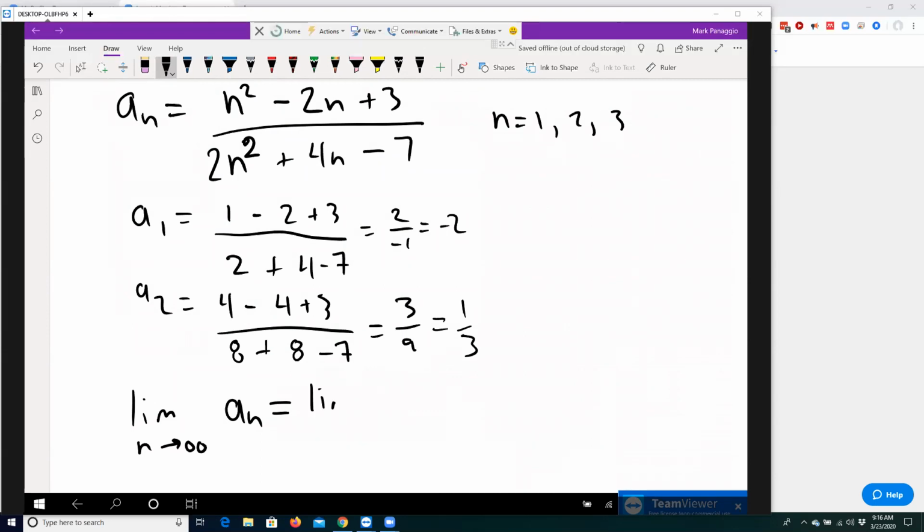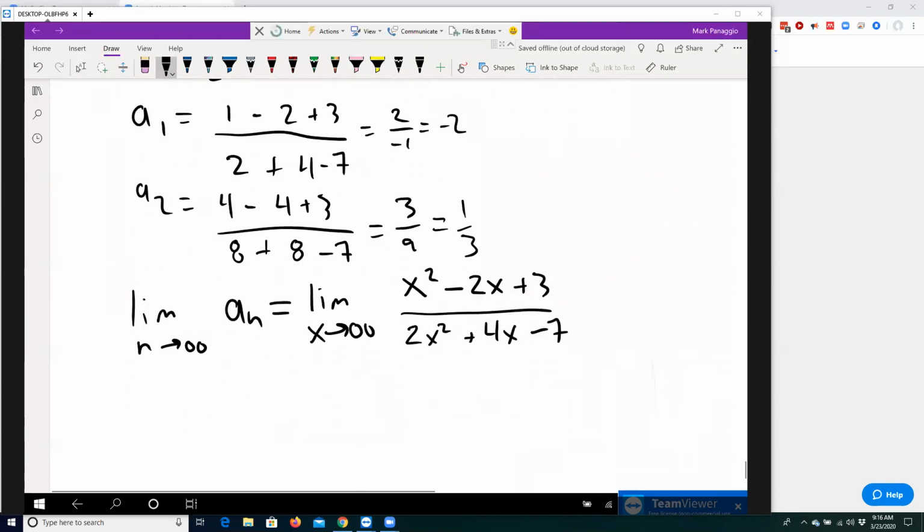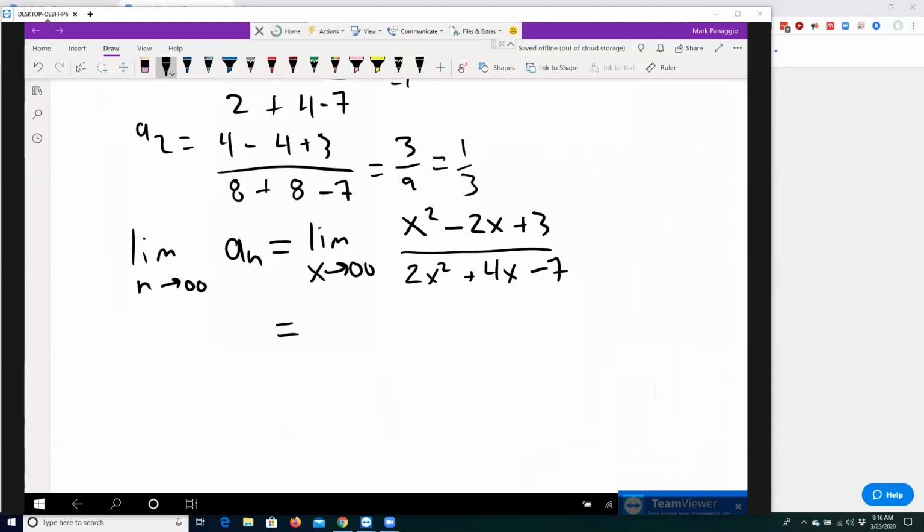So let's look at the limit as x goes to infinity of the same function, x squared minus 2x plus 3, all over 2x squared plus 4x minus 7. And now for a limit like this, the first thing you would probably want to do is try to plug in. But notice here we're just going to get an infinity on top and an infinity on the bottom, which means this is indeterminate form.